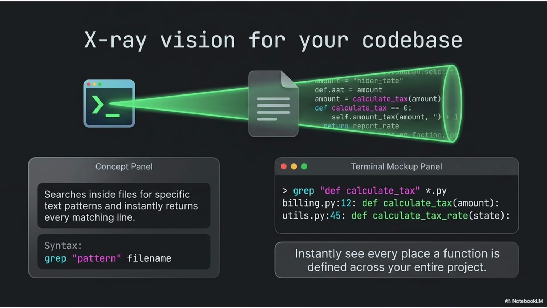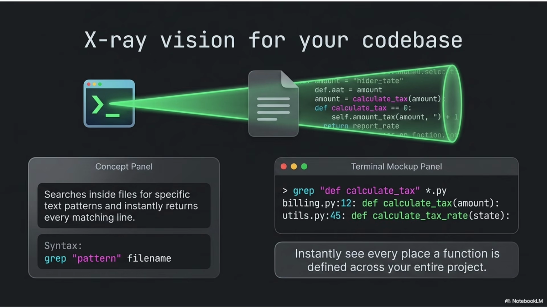This slide introduces grep, an X-ray vision for your codebase. The concept panel defines it simply. It searches inside files for specific patterns and instantly returns every matching line. The syntax is grep with a pattern and a file name. The terminal mockup on the right shows the practical payoff. Running grep "def calculate_tax" *.py returns billing.py line 12 and utils.py line 45, the exact file and line number for every definition across the entire project.